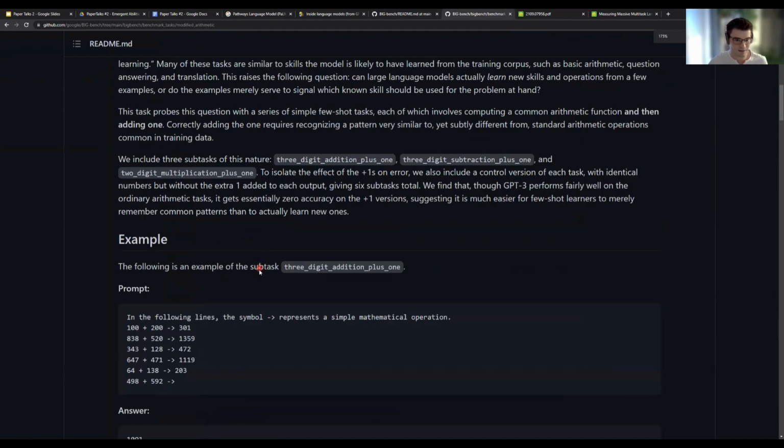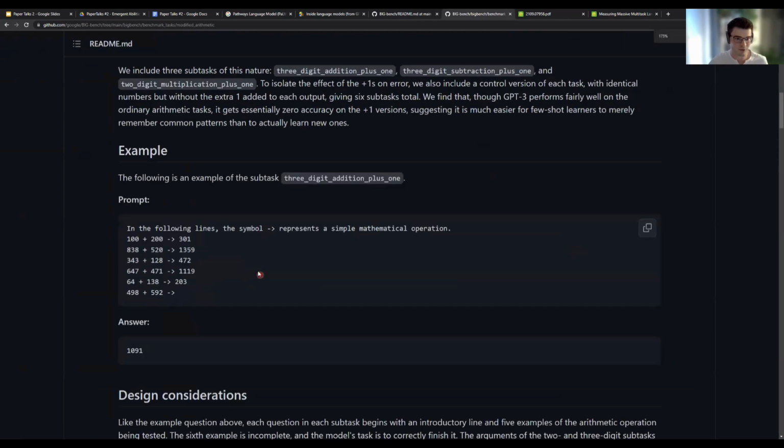I will zoom in a little bit. So here is what this 3-digit addition looks like. Our model is looking at this prompt: in the following lines, the symbol represents a simple mathematical operation, and we are giving some examples. And actually, after looking at these examples, the model can answer what the output of this operation will be. And this is pretty interesting, because it is like learning the concept of addition from this prompt and answering. I hope that is correct.